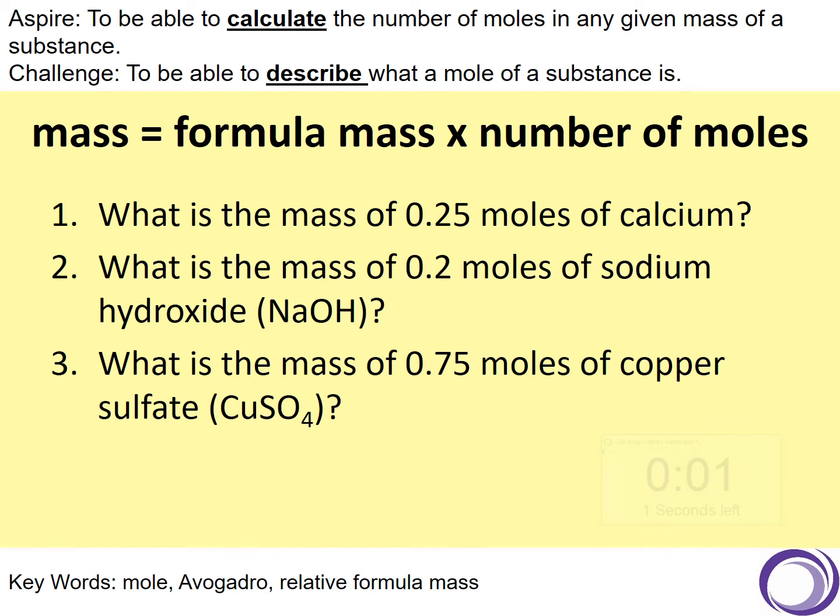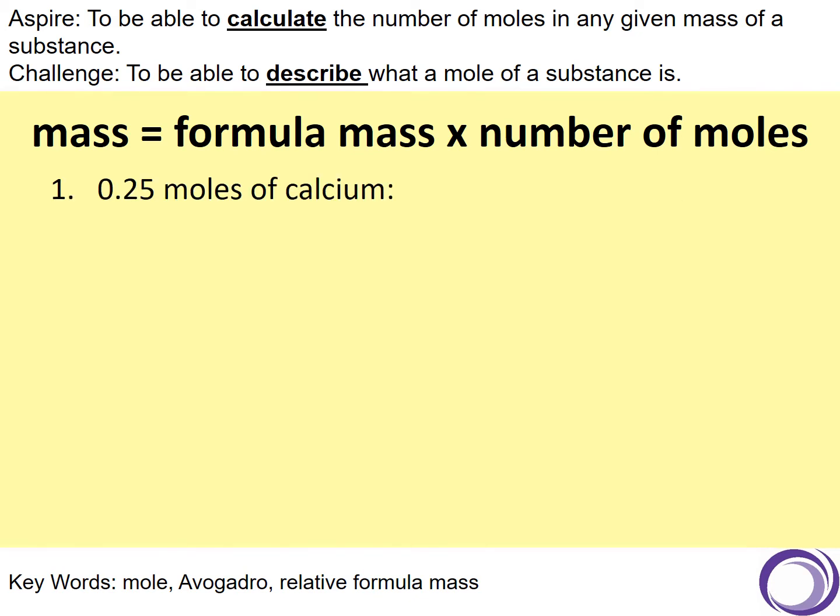Well done. Hopefully you've managed to get through those. So we're just going to quickly self-assess these. So the first one, 0.25 moles of calcium. So we work out the formula mass, which was 40, the atomic mass of calcium. We multiply it by the 0.25 from the question, and we should have come out with 10 grams.